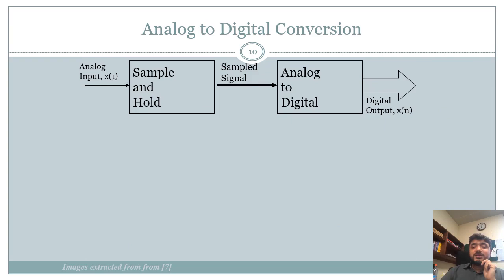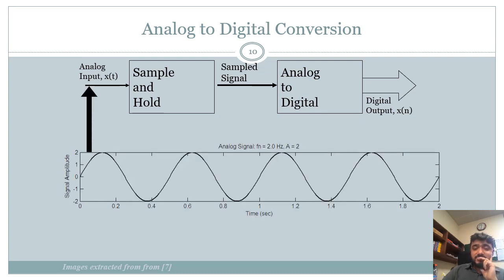All right, so let's look at the whole process of analog to digital conversion. Now I hope you have enough concept about it to completely understand it. So you have your analog input, which is again continuous time, continuous value. So this is the signal that's coming in.